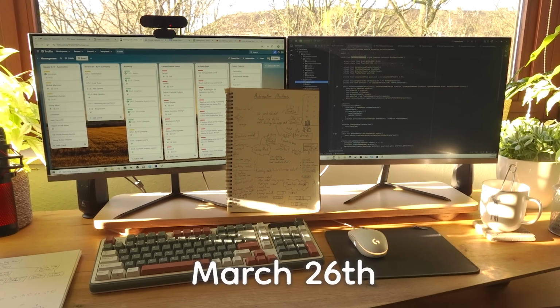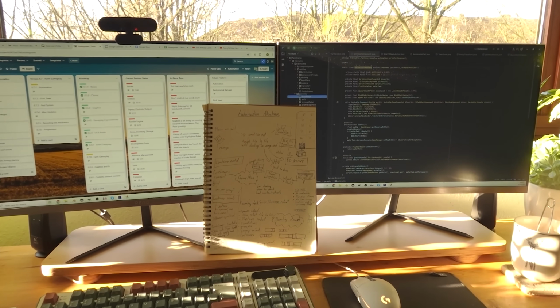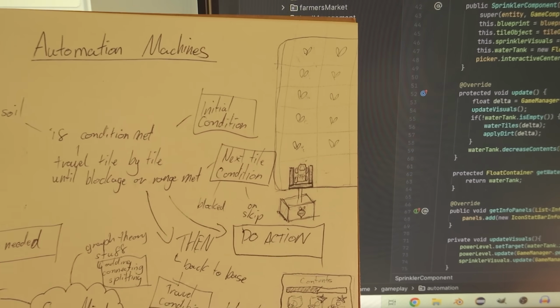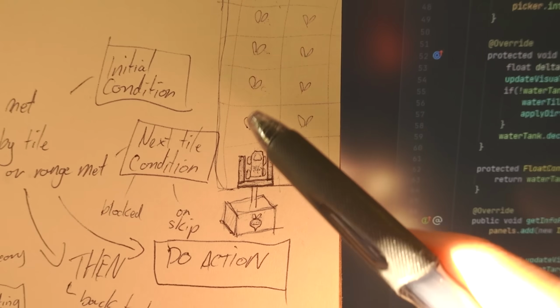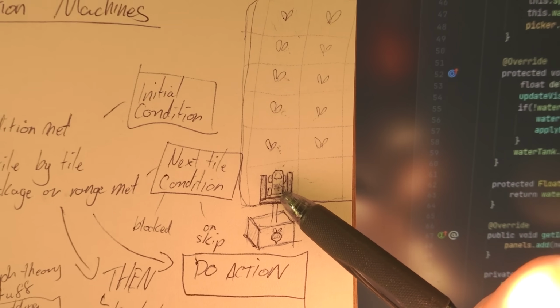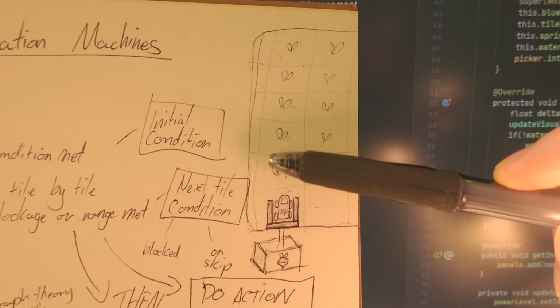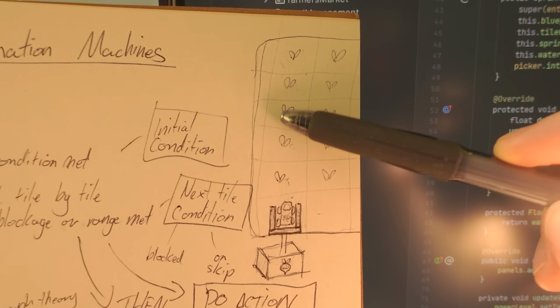So I'm moving on to the next part of this automation update today, which is going to be the auto harvesters and the auto planters. They're both going to work in a similar way. You're going to have these machines that you can place at the end of your vegetable beds, and these machines are going to be able to move from tile to tile, processing each tile in some way.